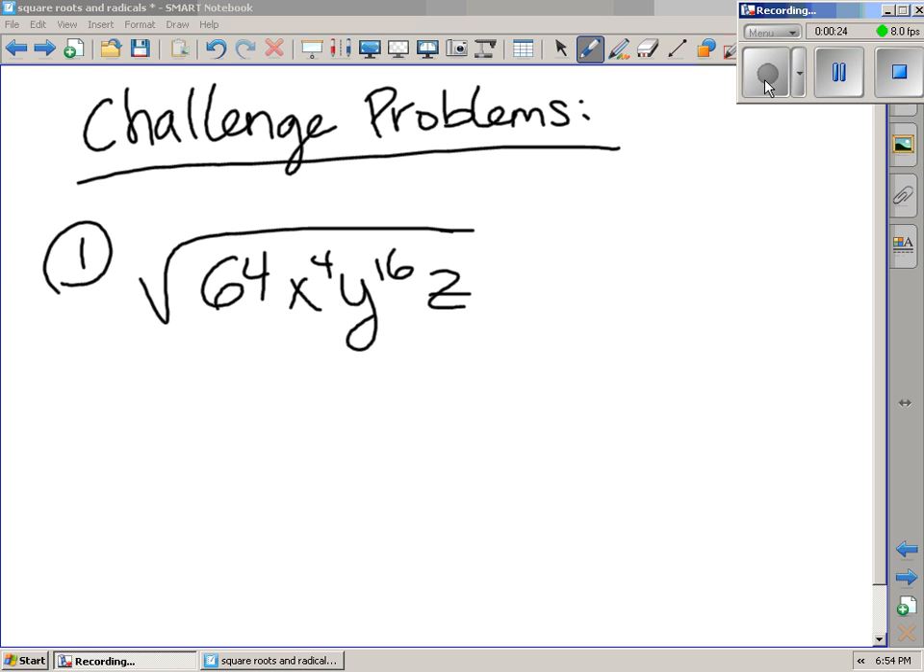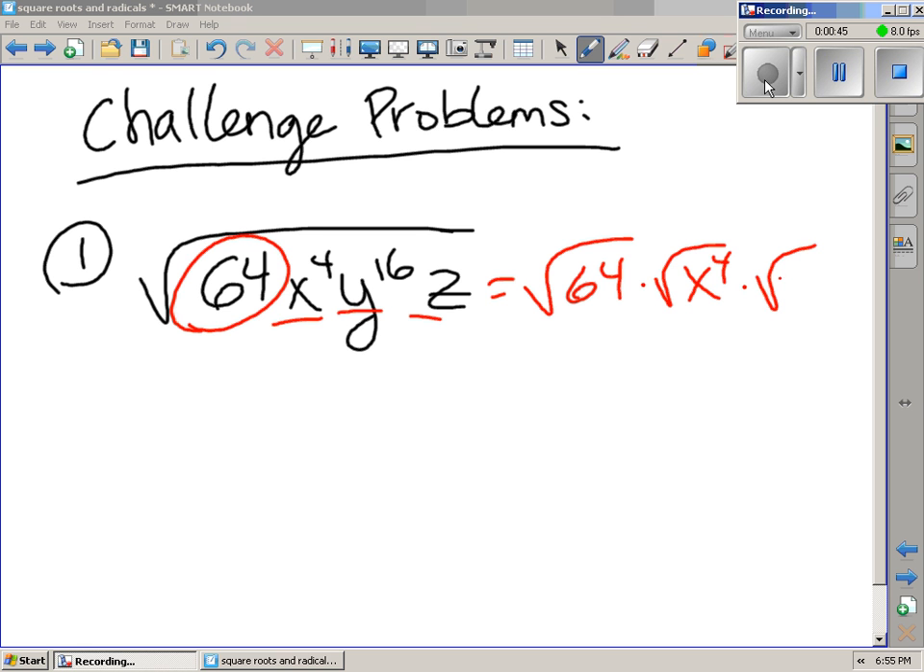So first of all, you think about what's going to be most useful to you. 64, I'm not going to write that as 64 to the 1/4 because I know right away that the square root of 64 is equal to 8. The reason why I can think of it separately, apart from x to the 4th, y to the 16th, and z, is because we know we can write this as the square root of 64 times the square root of x to the 4th times the square root of y to the 16th times the square root of z. So I'm allowed to separate those.